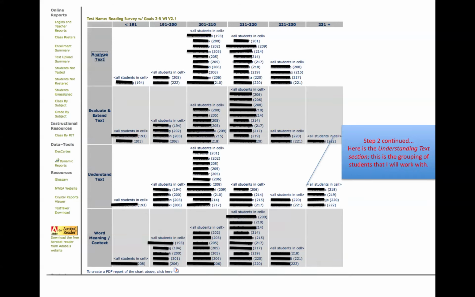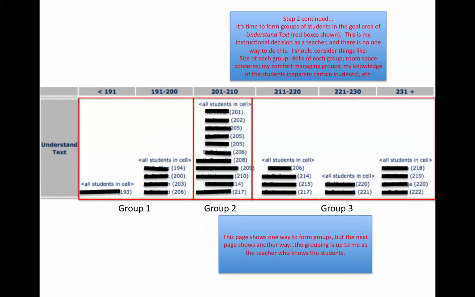Here is the understand text section of the class by RIT goals report. This is the grouping of students to work with for the purposes of creating this instructional ladder. Here is an enlargement of the understand text row, and it's now time to make more instructional decisions.